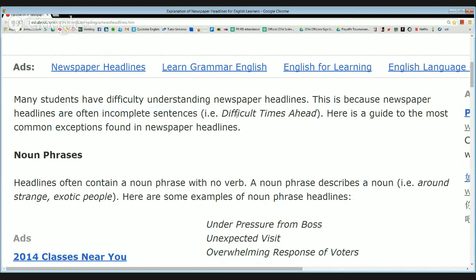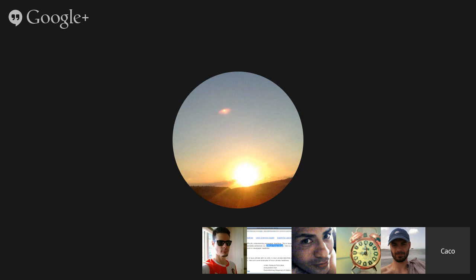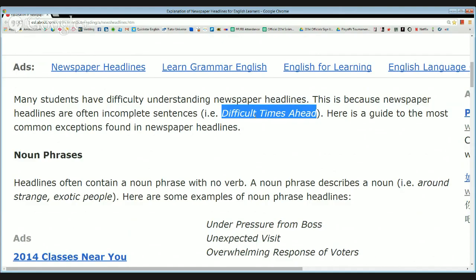For example, difficult times ahead. Okay. So if we were to put this into ordinary English, what would it look like? If we made difficult times ahead a complete sentence, how would it look? Difficult times ahead in the world economy. Great. Or national economy. Yeah, that's great. Good. Any other ideas?